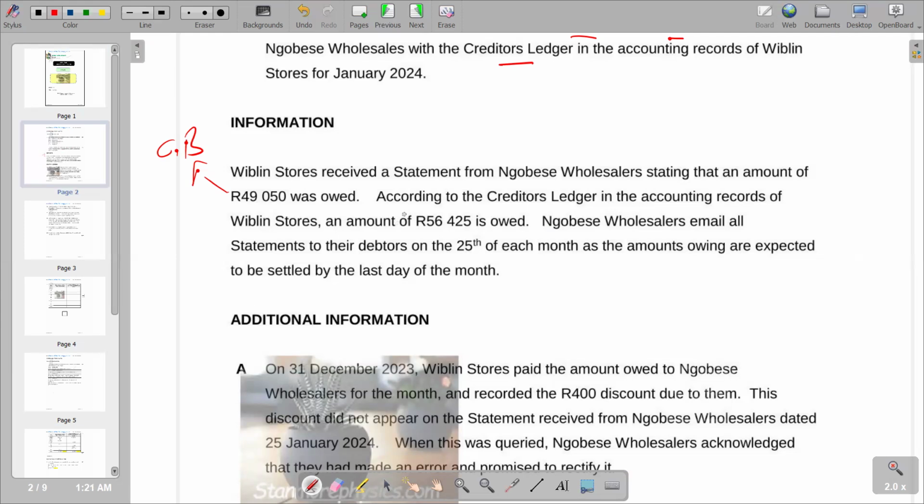The next sentence is: according to the creditors ledger in the accounting records of Wimbledon Stores, an amount of 56,425 is owed.